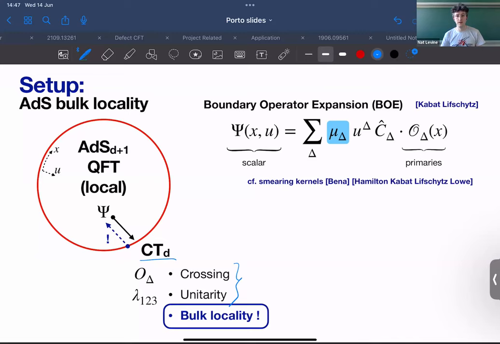So they'll actually have some extra property, which encodes the fact that the bulk theory you started with is local, right? So if you started with some random CFT or conformal theory without stress tensor, you wouldn't be able to fill in the local bulk, right? It's some very special constraints on these BOE coefficients, which actually allow a bulk to be reconstructed. So in this talk, I want to explain how to characterize these bulk locality constraints. So that's really the aim of this work. So what does it mean that this conformal field theory comes from a local bulk?